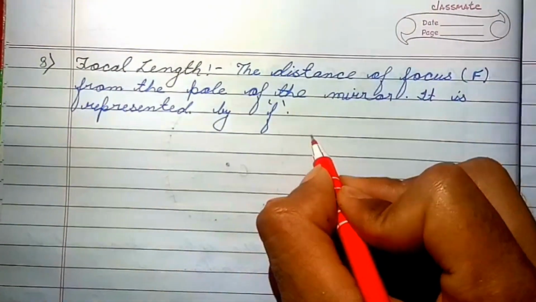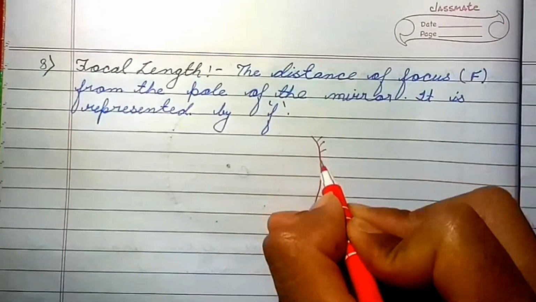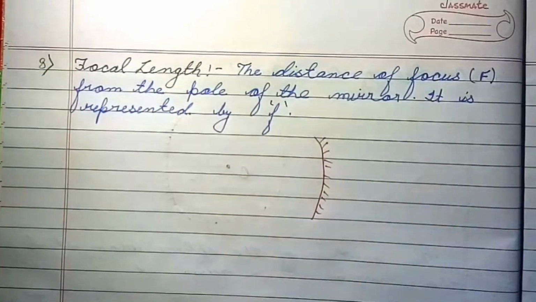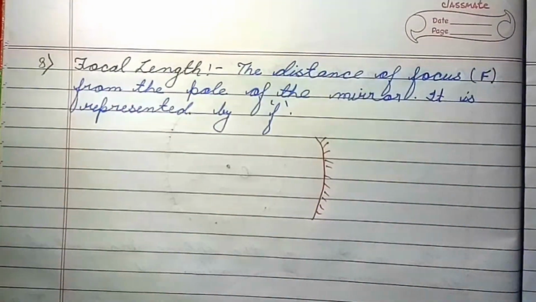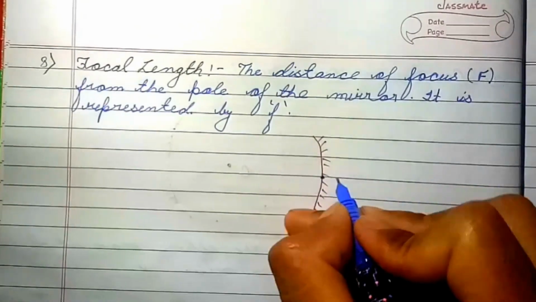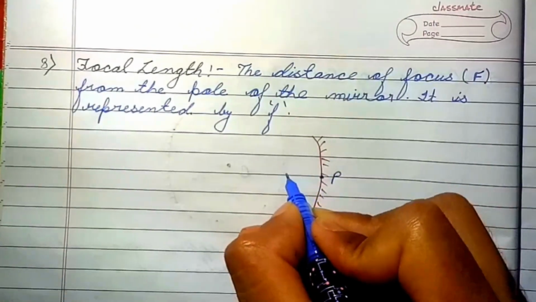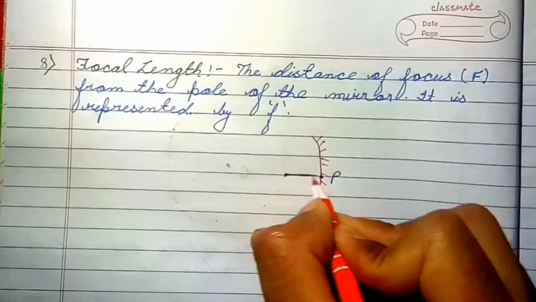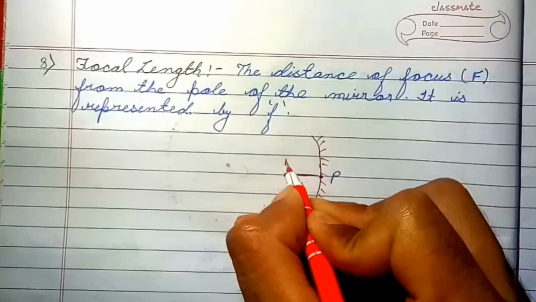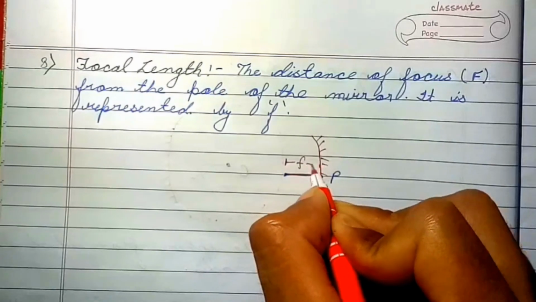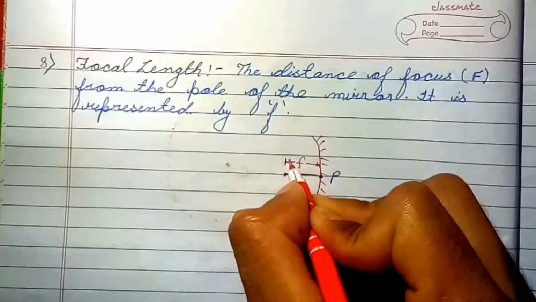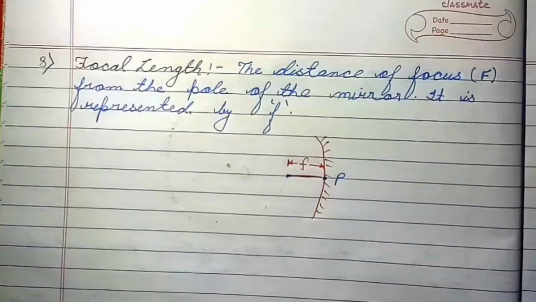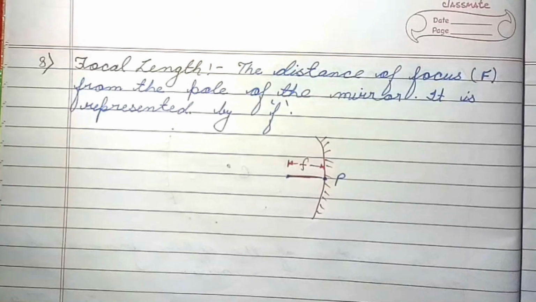Suppose that students, this is a mirror and this point is the pole and this is the focus of that mirror. Then this length is known as the focal length. Okay, so students, that is all for today. Thank you so much.